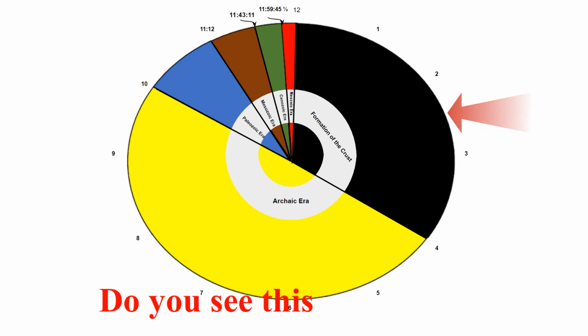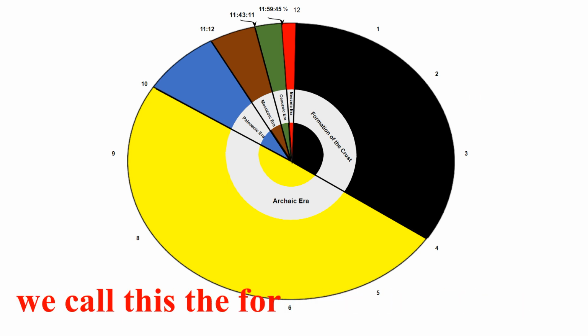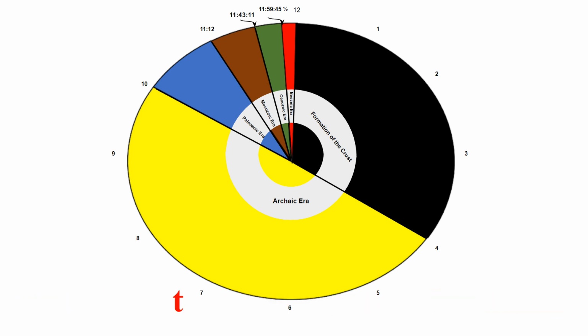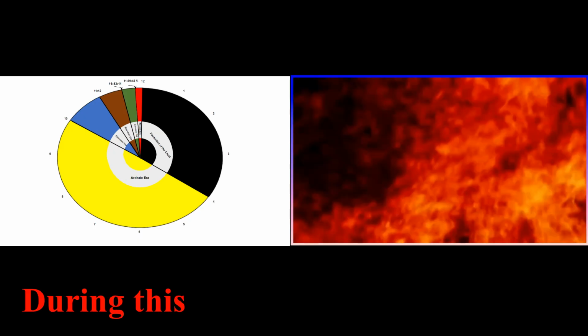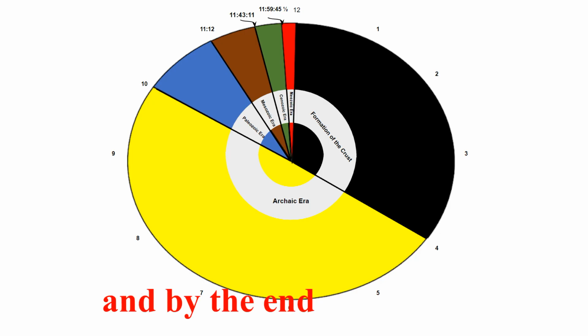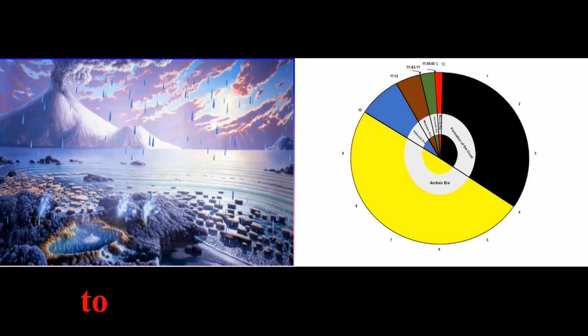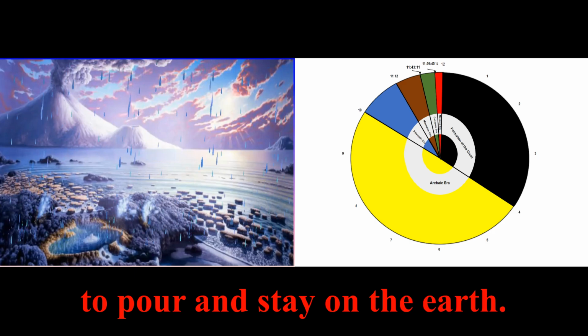Do you see this black part? The part between 12 and 4? We call this the formation of the crust. That's 4 hours. During this time, it was very, very hot. And by the end of this time, the rocks, the air, and the water had appeared and the rains began to pour and stay on the earth.